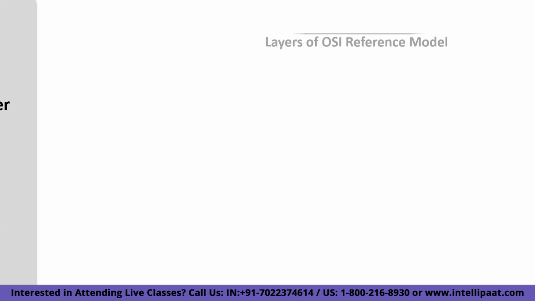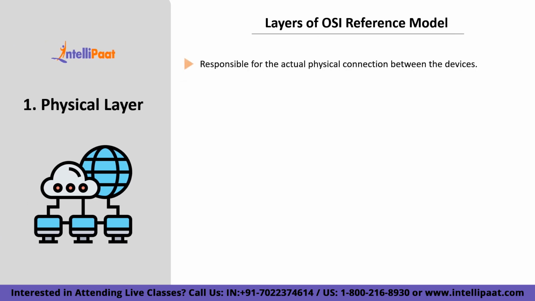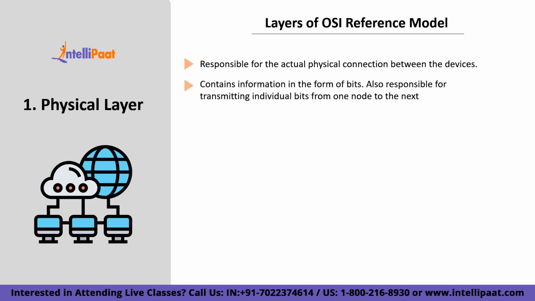Let's begin with the physical layer. The lowest layer of the OSI reference model is the physical layer. It is responsible for the actual physical connection between the devices. The physical layer contains information in the form of bits. It is responsible for transmitting individual bits from one node to the next.